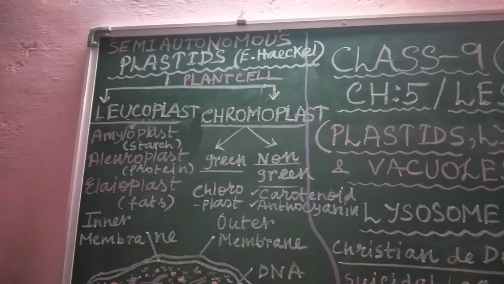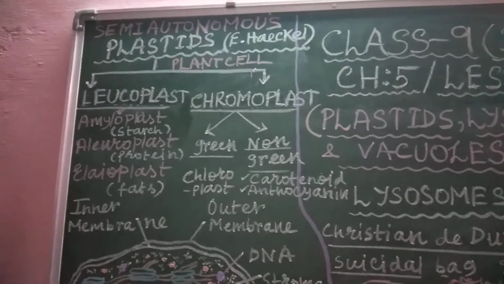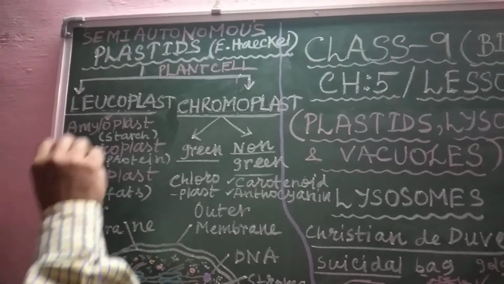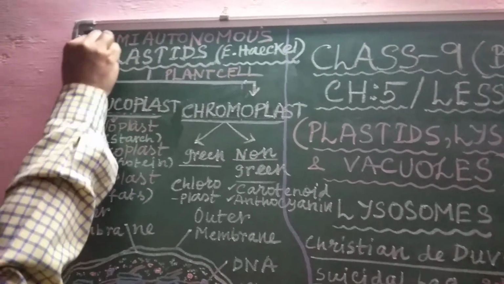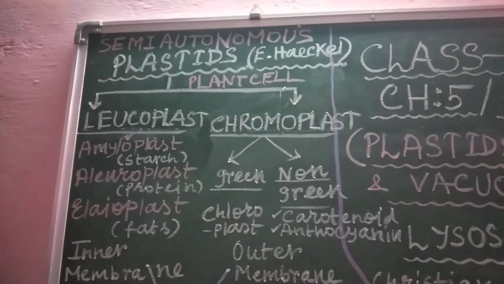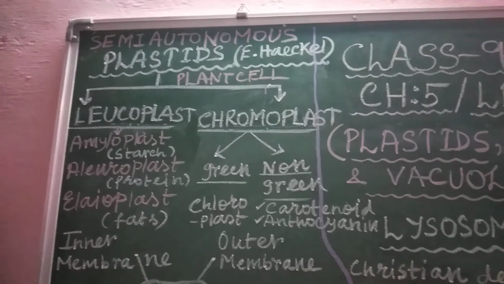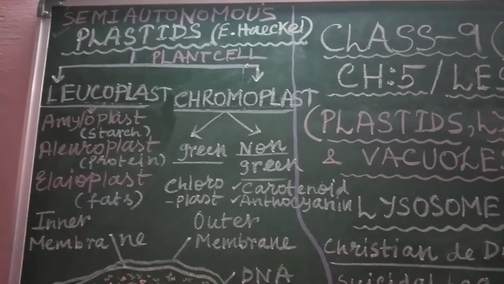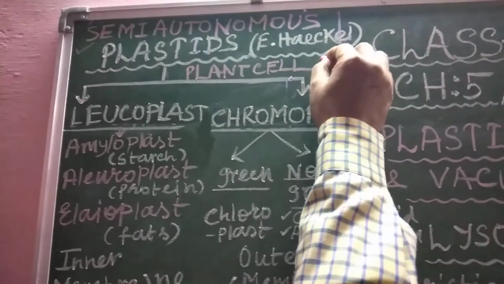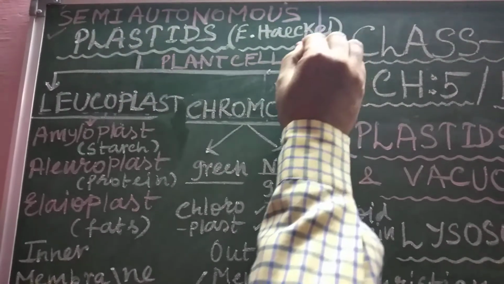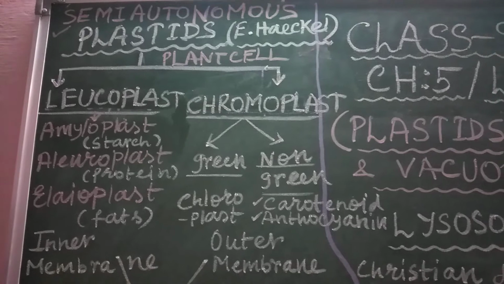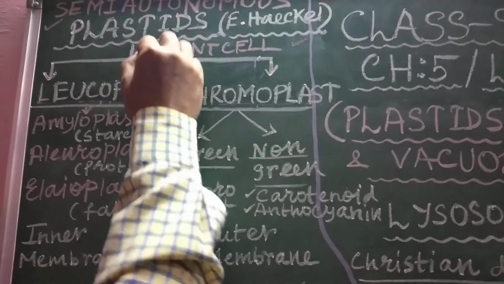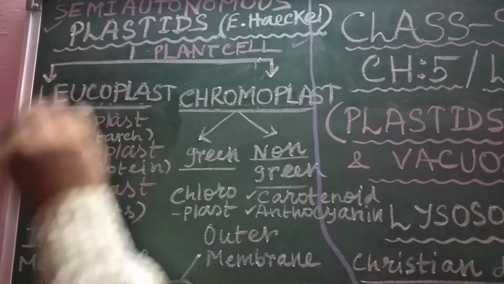Just like in the previous class, mitochondria, as you know, is a semi-autonomous organelle. Plastids are also called semi-autonomous organelles. Why semi-autonomous? Because they have their own DNA and ribosomes. Ernest Haeckel was the scientist who first discovered and named plastids. Plastids are present only in plant cells. They are absent in animal cells.